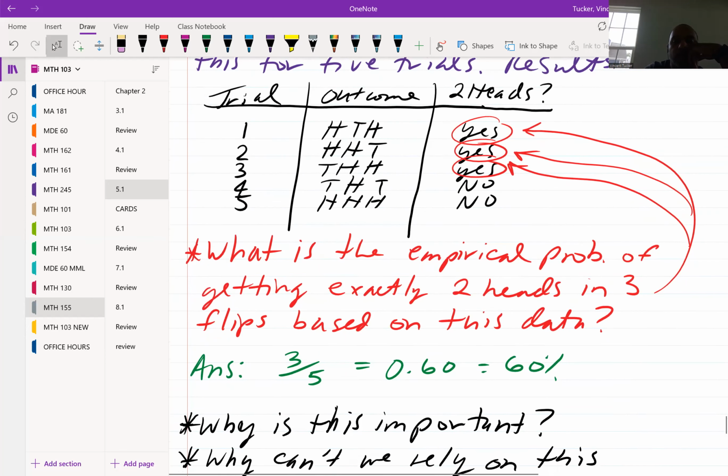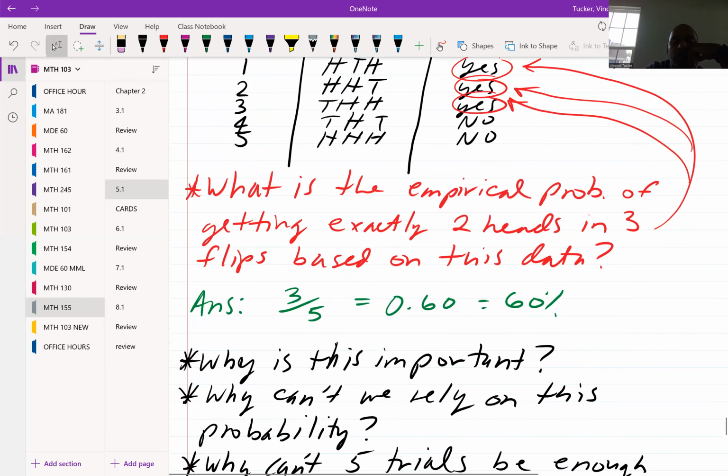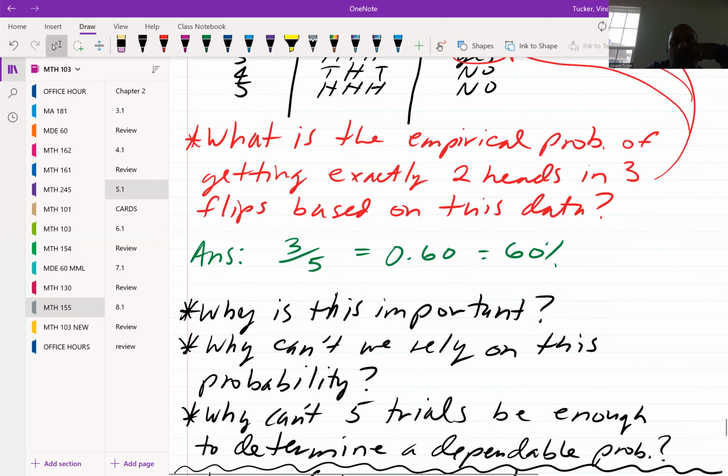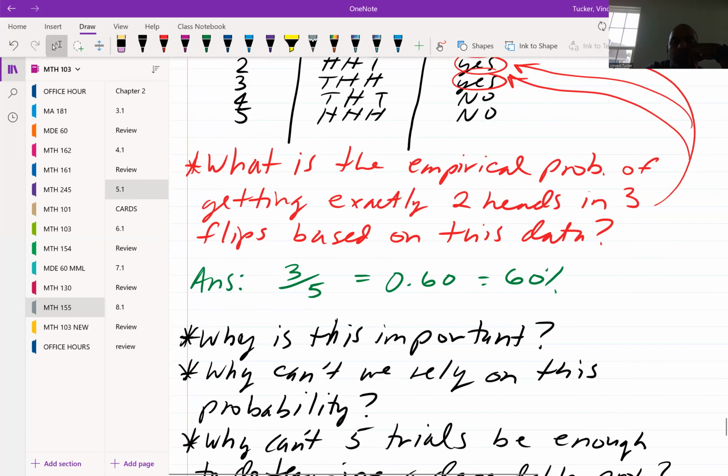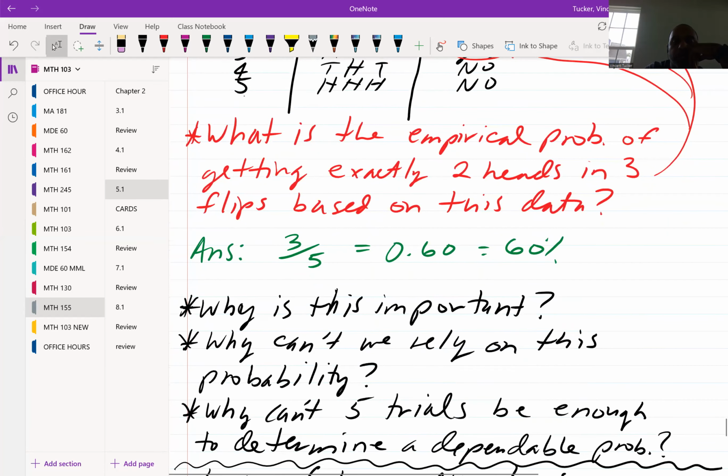All right, scrolling up. So then the questions that come up, and these are just notes. The way your book is set up, in the beginning of the chapter there's a lot of writing just talking about what's going on, and then at the end of the chapter they do the same. So it's the end of the chapter close out. So why is this important? Why can't we rely on this probability? Why can't 5 trials be enough to determine a dependable probability? We're about to get into those whys in a second. Just give me a chance to finish writing down.